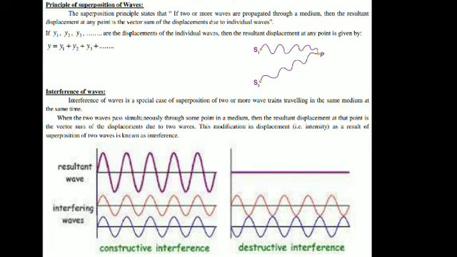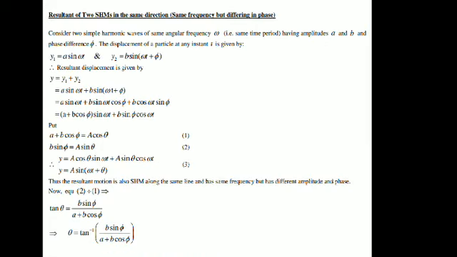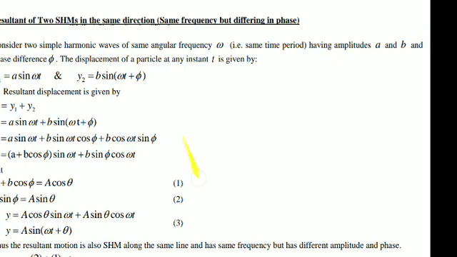Okay, so we have seen the principle of superposition of waves, and in that we have also seen the interference pattern, constructive interference and destructive interference. Now let us give some mathematical treatment to this superposition of the waves. So we shall now discuss the resultant of two simple harmonic motions in the same direction.